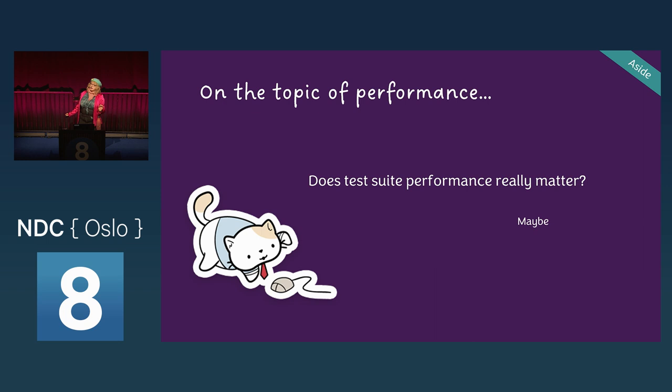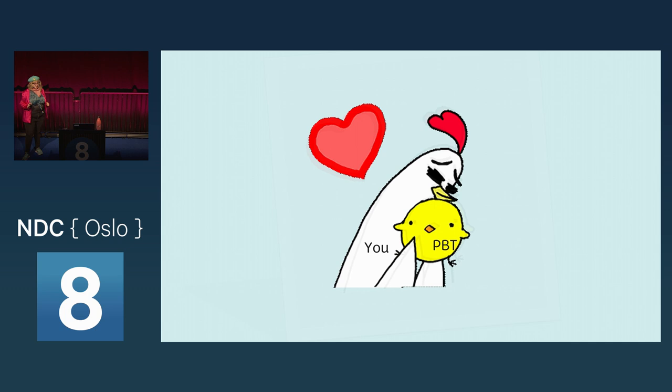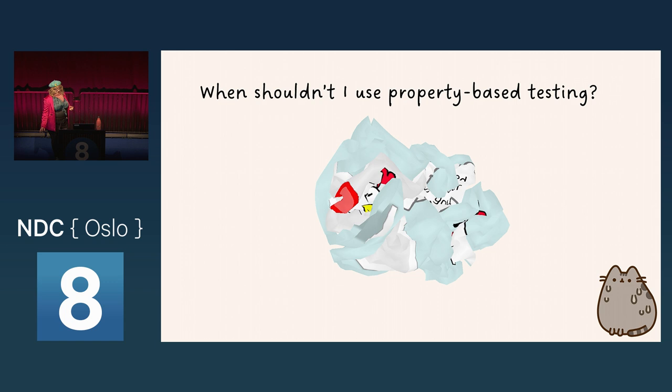So this gets on to the next question, which is, when shouldn't I use property-based testing? And I know you're probably sat there going, oh, my baby, my lovely baby. I don't want you to look back in a few years' time and be like, oh, I remember when I thought you were cool, and now I hate you. No one's ever done that, right? So when shouldn't you use it?